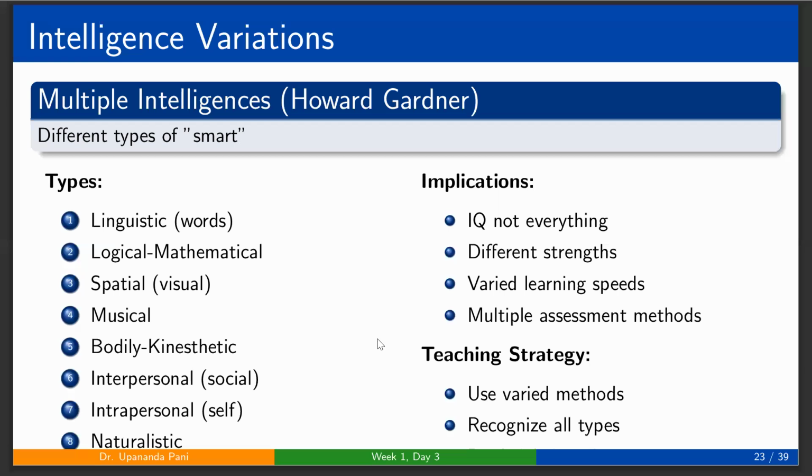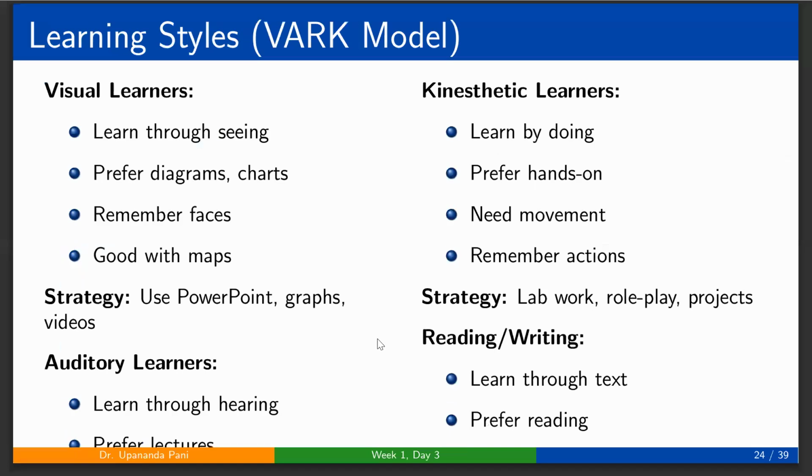Okay, so they might have different strengths, they have different learning speeds, and you can use multiple assessment methods. So the teaching strategy will be that you can try different methods and recognize all types of teaching.